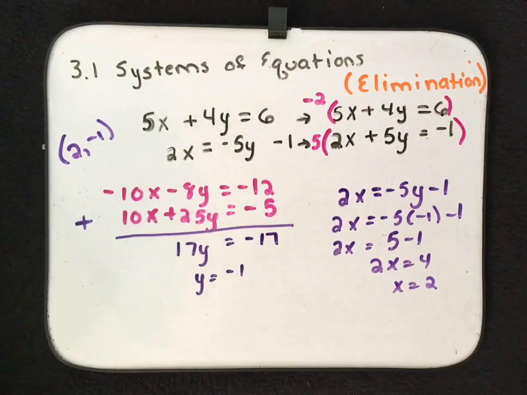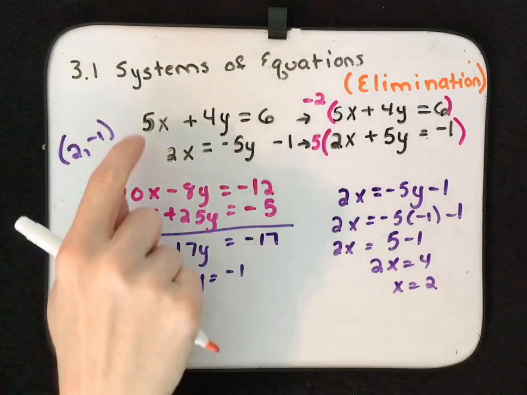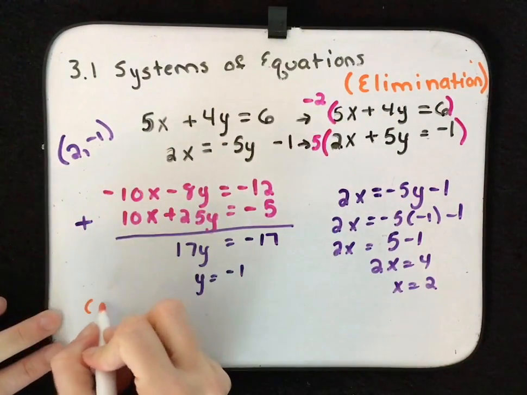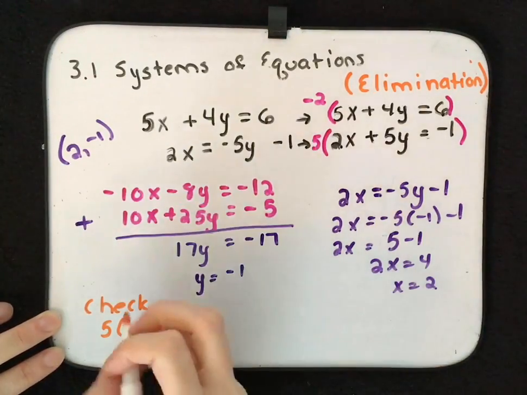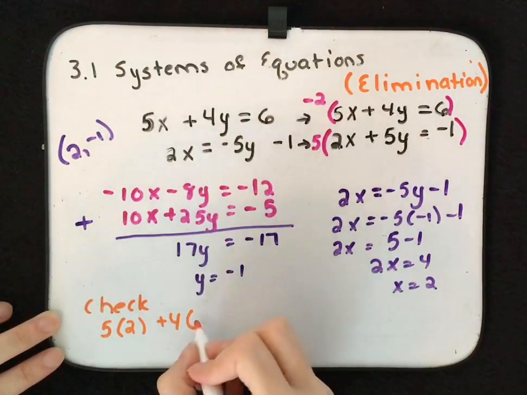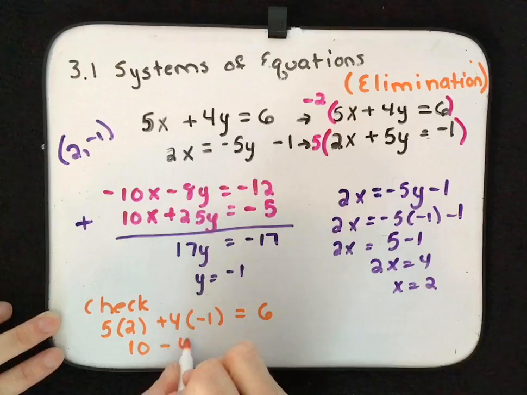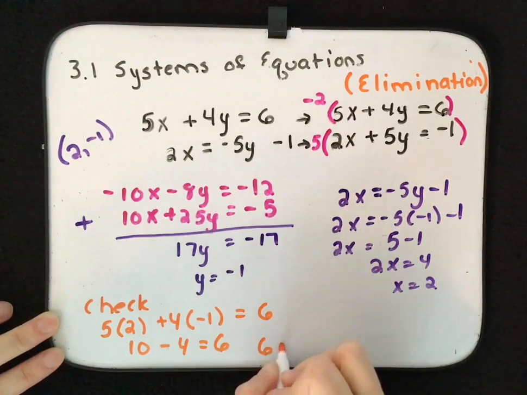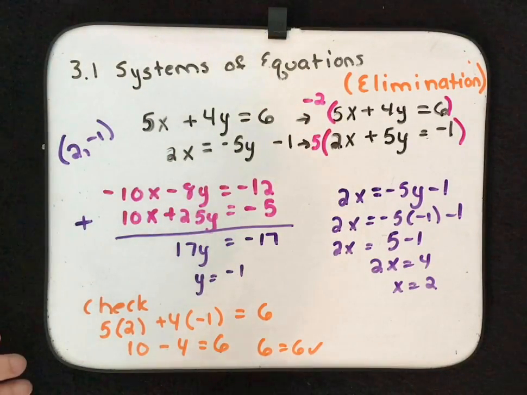So let's check that back in our original equation. I used this equation to find x, so I'm going to use this equation to check it. So we have 5, in place of the x, we have a 2, plus 4, in place of the y, we have negative 1. 5 times 2 is 10. 4 times negative 1 is negative 4. 10 minus 4 is 6. We got that to work. So that means our solution of 2, negative 1 is right for this system of equations. Let's try again.